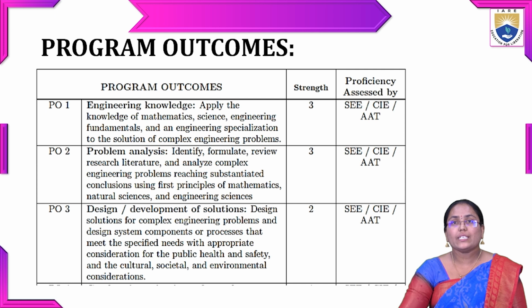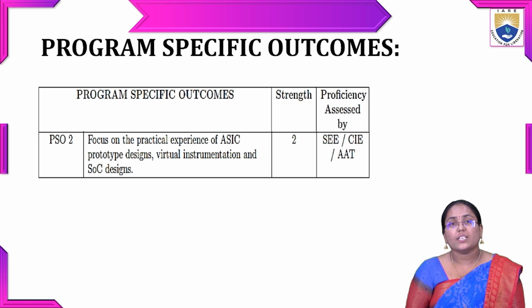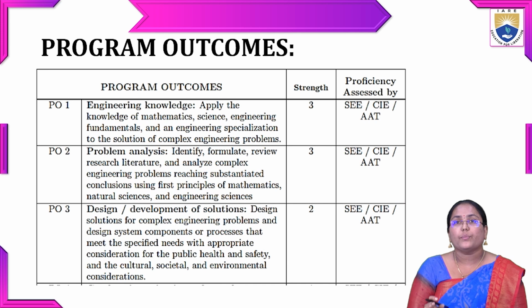So next comes what are the program outcomes that will be fulfilled based upon this particular course. They are PO1, that is program outcome 1, program outcome 2, program outcome 3, program outcome 4, and program outcome 10. Also, program specific outcome 2 will be satisfied with the help of this course. PO1 pertains to engineering knowledge, that is applying the knowledge of mathematics, science, engineering fundamentals and engineering specialization to the solution of complex engineering problems.